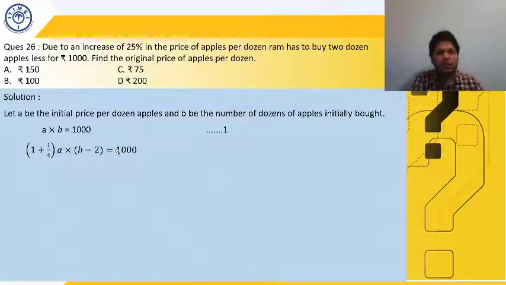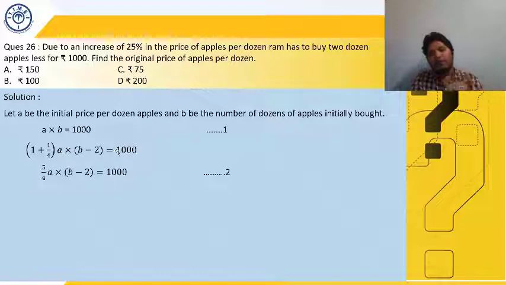So obviously he has to purchase a smaller number of apples. How much less has he purchased? 2 dozens less. So earlier he was purchasing B dozen apples. Now he will be purchasing B minus 2 dozens. So now the total expenditure is going to be price per dozen into number of dozens. So 1 plus 1 by 4 times A into B minus 2 is the number of dozens of apples he is purchasing, and this total price is again the same, which is 1000.